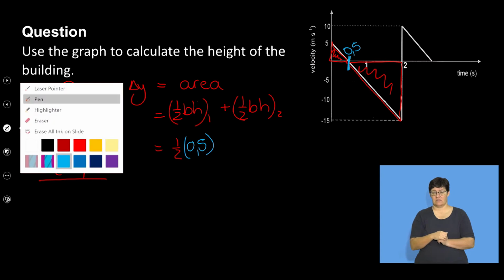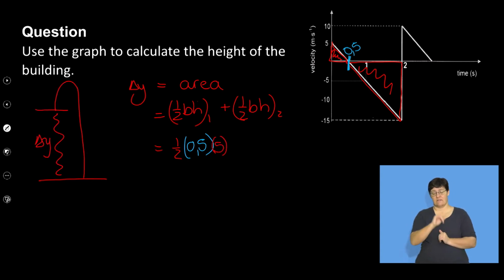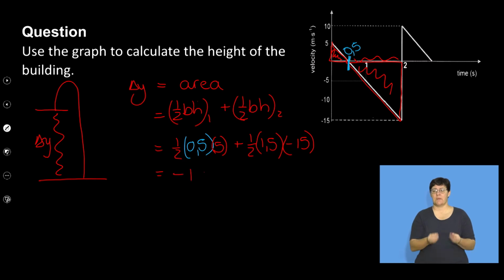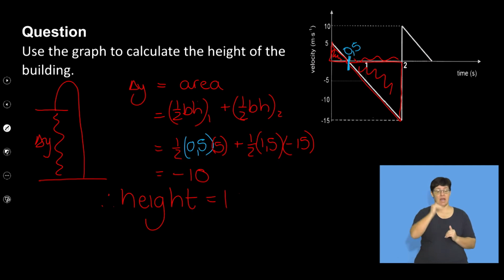My height is 5. There we go. Now this is going to be 1.5. My height is minus 15. Okay, so we need our calculators, and we're going to go 1/2 times 0.5 times 5, and this is going to end up being minus 1/2 times 1.5 times 15, and I get minus 10, which is what I expected, but the question was, what is the height of the building? Therefore, my height is 10 meters.